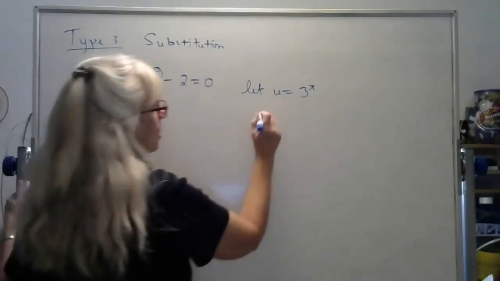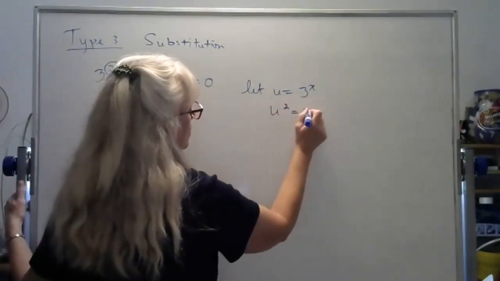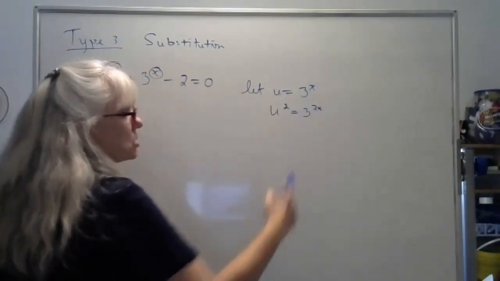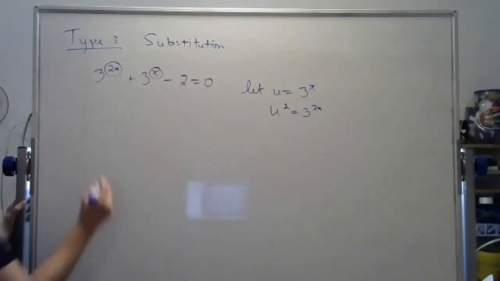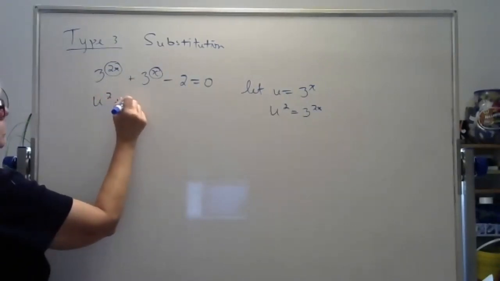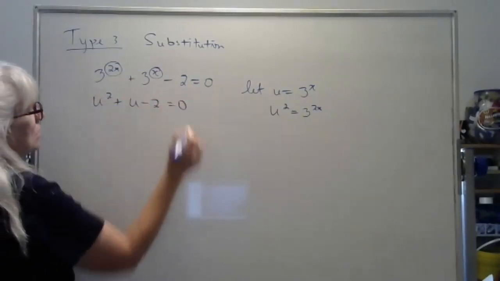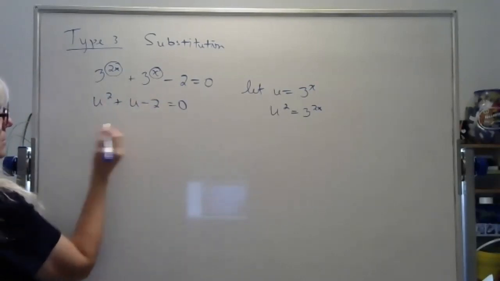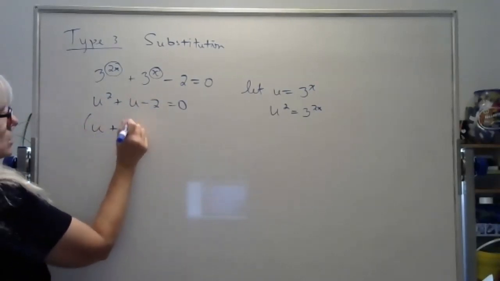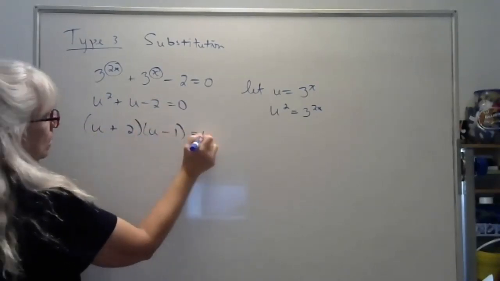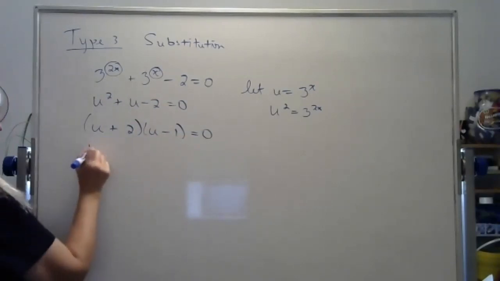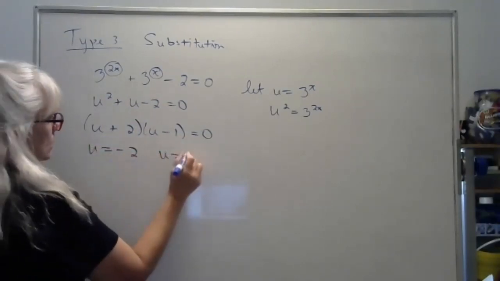So by default, u squared would be 3 to the 2x. Whereas if I added 2 on this exponent, I have to add the 2 on that exponent. So when I rewrite this, this is u squared plus u minus 2 is equal to 0. We're going to come in and factor this now because it's now quadratic. So that factors into u plus 2 and u minus 1, which is equal to 0. u equals -2, and u is equal to 1.